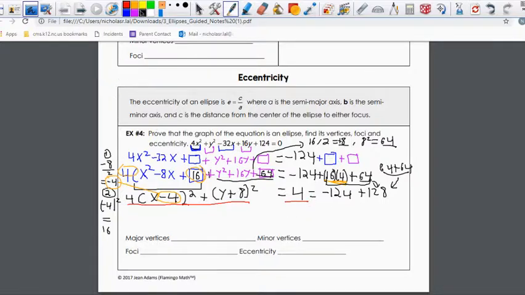And then what I'm going to have to do is, because the ellipse must have equal to 1 on the right side, I'm going to divide by 4 for each term. So when I divide each side by 4, I'm going to get x minus 4 squared all over 1. 4 divided by 4 is 1. Plus y plus 8 squared. Remember, this whole thing is divided by 4. And 4 divided by 4 is 1. And it's equal to 1. So I'm doing this so that the right side equals 1.